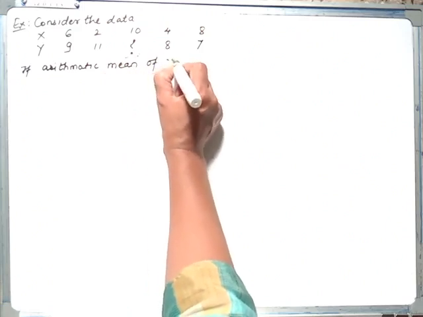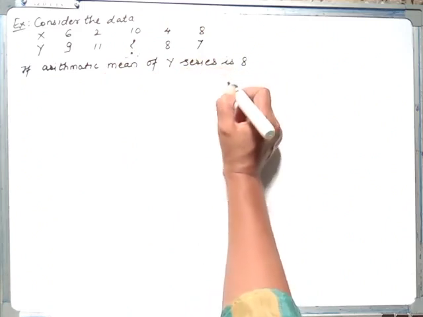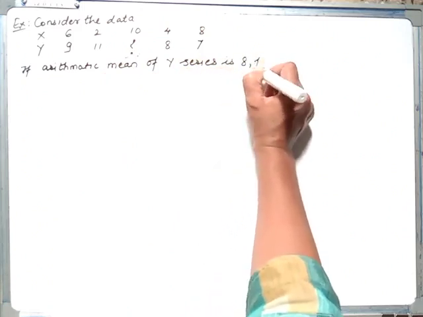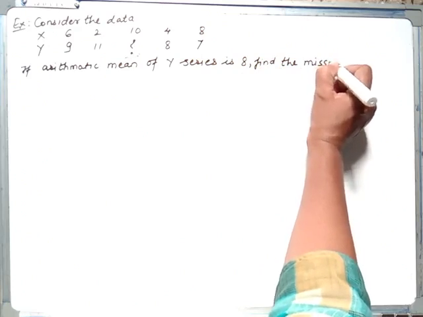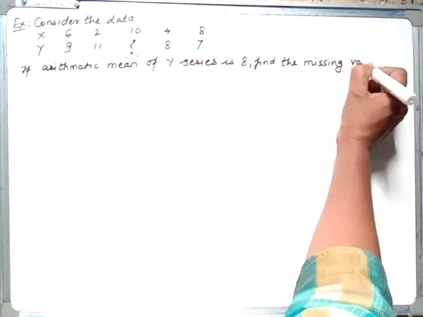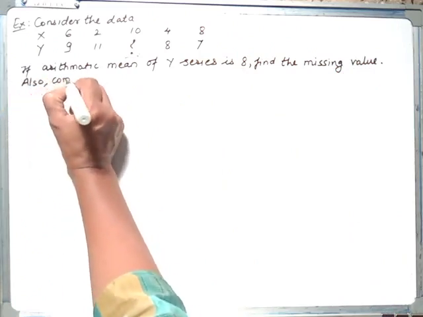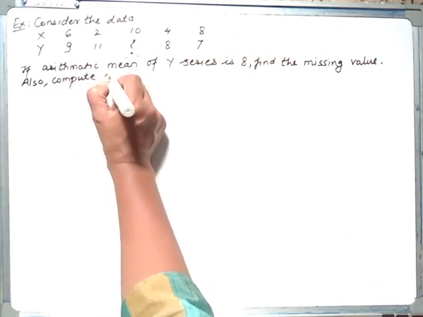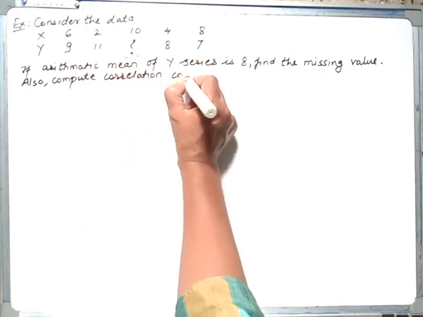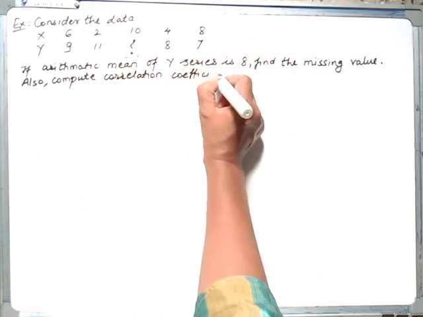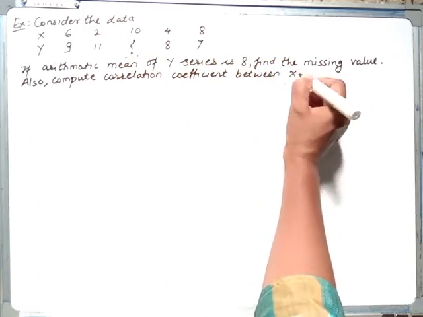The question is that if the arithmetic mean of the y series is 8, find the missing value and also compute the correlation coefficient between x and y.